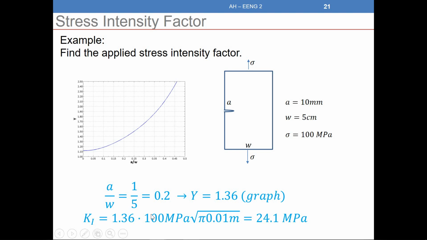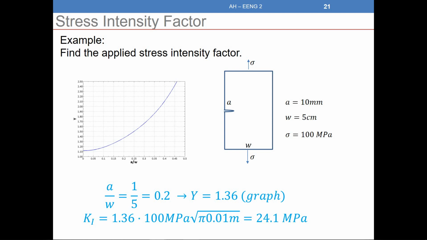Then to find the stress intensity factor, K is equal to 1.36 Y times sigma 100 times square root of pi times a. So as direct application of the formula, we can find the stress intensity factor in the case of an edge crack. So depending on the size of the crack, we'll have a different a over W, we'll have a different Y, and we'll have a different stress intensity factor. So that's about the stress intensity factor.